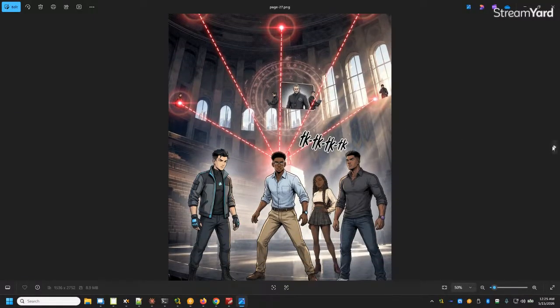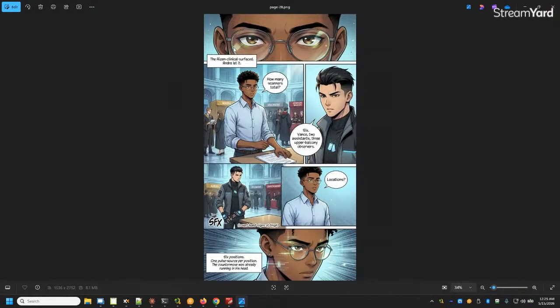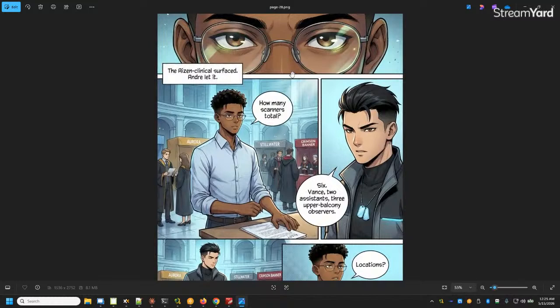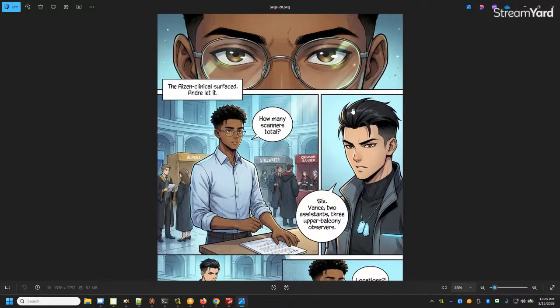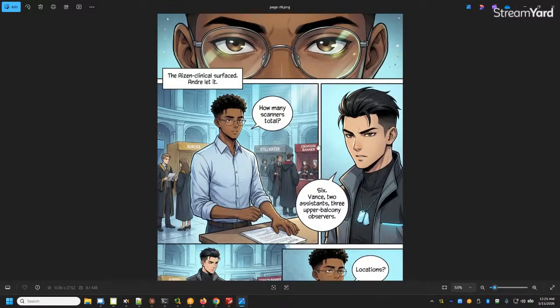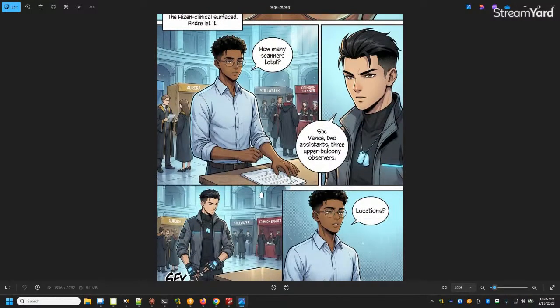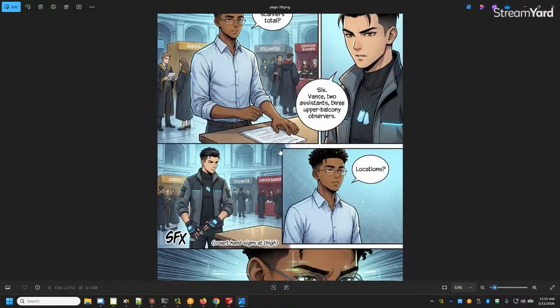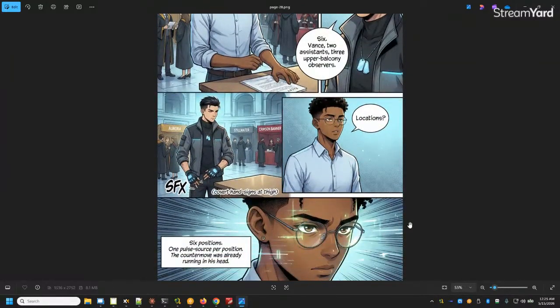So who the Eisen clinical surfaced? Andre let it. All right, so he's about to turn on genius mode. How many scanners total? Total 6. Advanced 2 assistants, 3 upper balcony observers. Locations. I love these lighting effects. 6 positions, 1 pulse source per position.